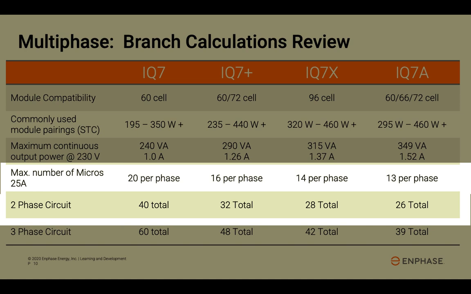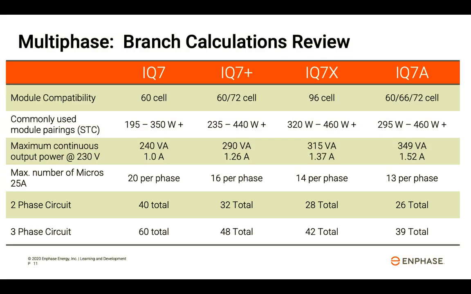IQ7, 40 in total or 20 per phase, IQ7 Plus 32 microinverters in total or 16 per phase, IQ7X 28 or 14 per phase, IQ7A 26 in total or 13 per phase per 25 amp circuit.